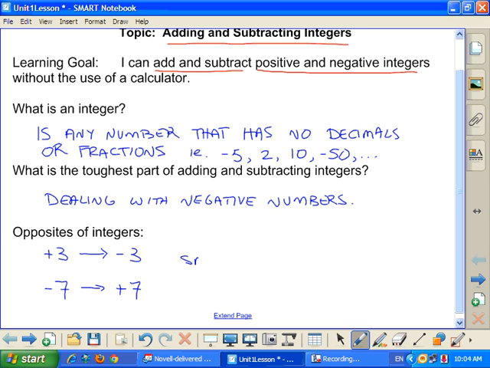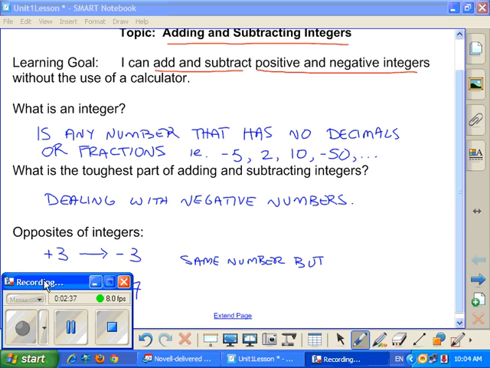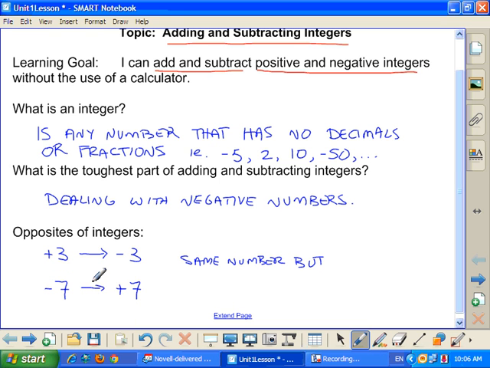So same number, but the sign changes. Same number, but the sign is different. Okay, so we're looking at opposite integers, so it's just the same number with the opposite sign.